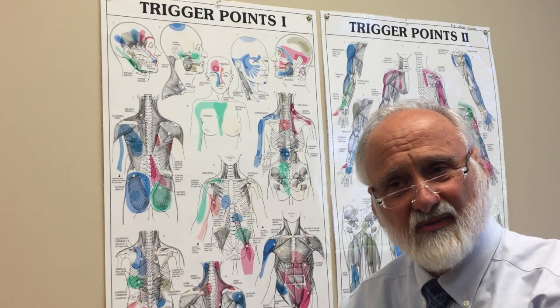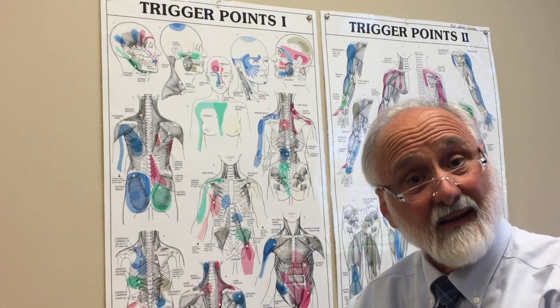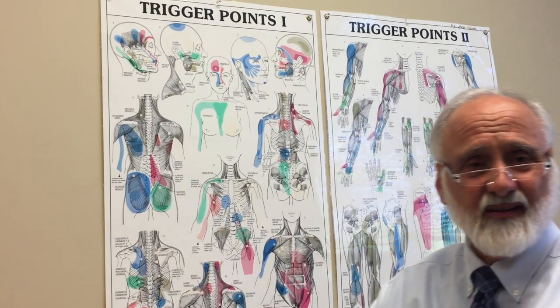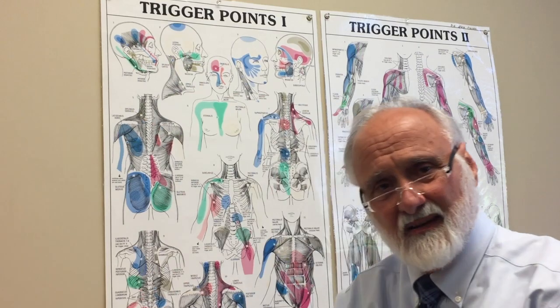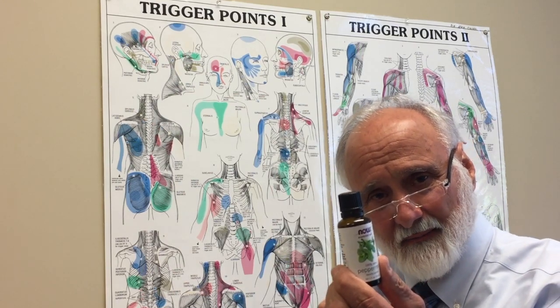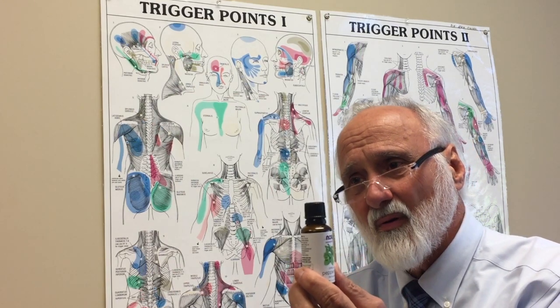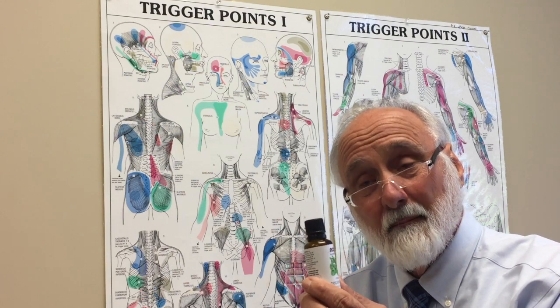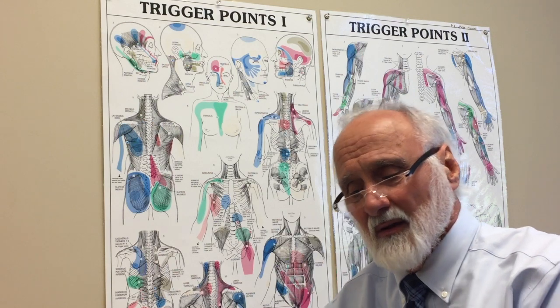acupuncture or trigger point injections or trigger point treatments, like I've shown on other videos, is quite helpful. But this is another strategy that I want to talk about, and this is using the essential oil of peppermint. Now, I've used this before to help people stop smoking, but today I want to talk about how to do this for migraine headaches.